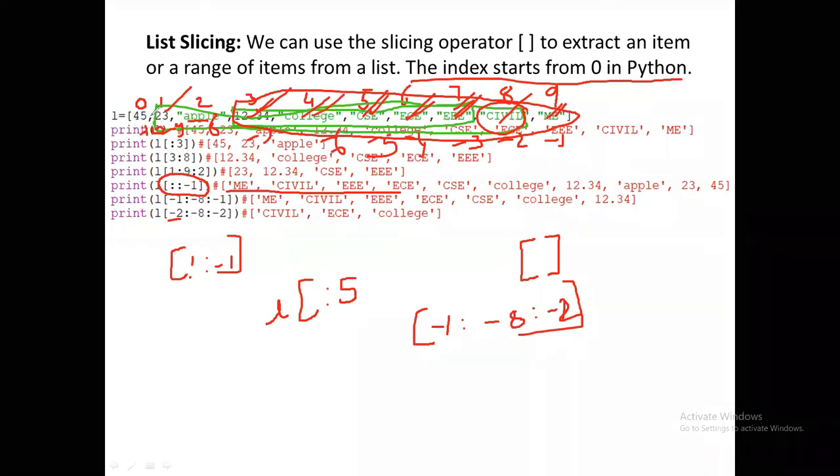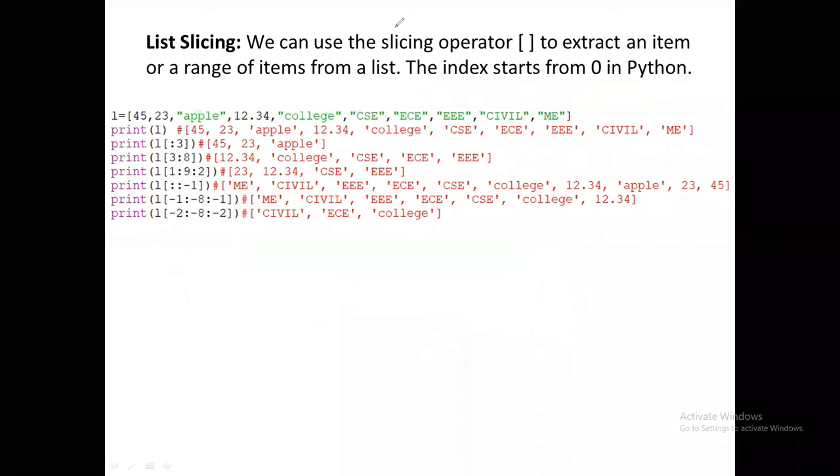Okay, I hope you all understand list slicing. It is similar to string slicing only. We already discussed it in our previous class. We discussed the forward direction and the backward direction also. The forward direction is indicated with positive numbers and the backward direction is indicated with negative numbers.